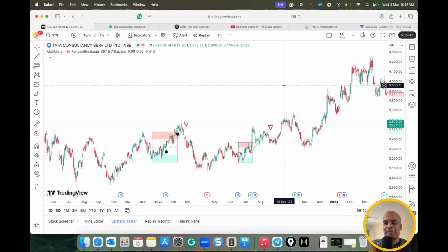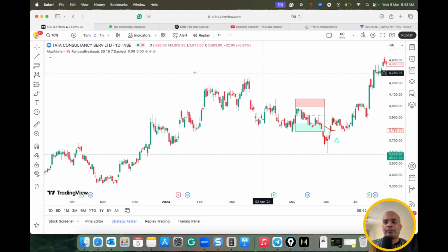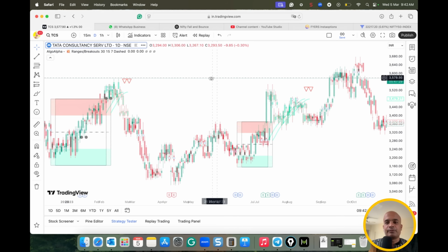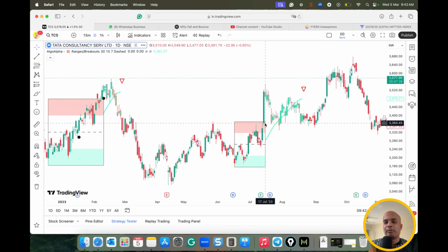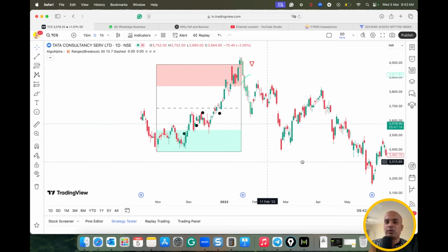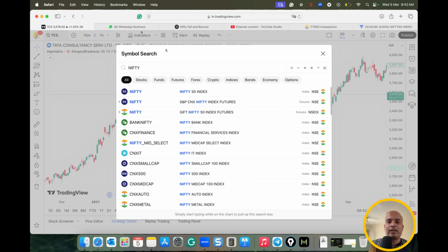This indicator I personally liked very much. See, for example, let's say this is a clear-cut breakout. So it displayed a breakout here. It also points out the exit signal. See, in this case, this is the exit signal, and in this case, this is the exit signal. So it not only gives the entry point, it also gives the exit point. Suppose I go to the index Nifty instead of a stock.